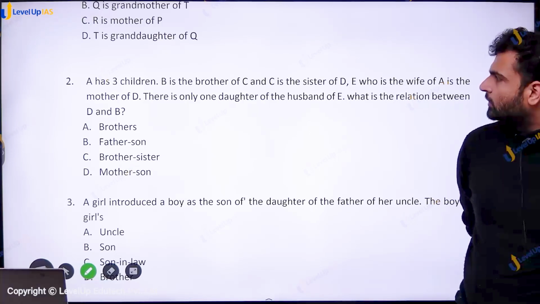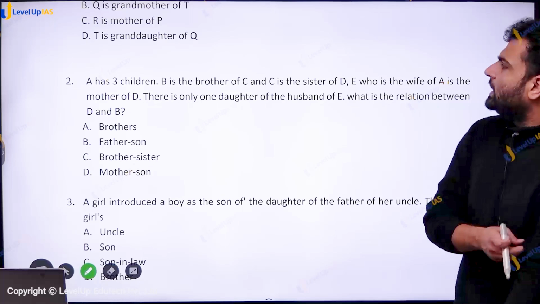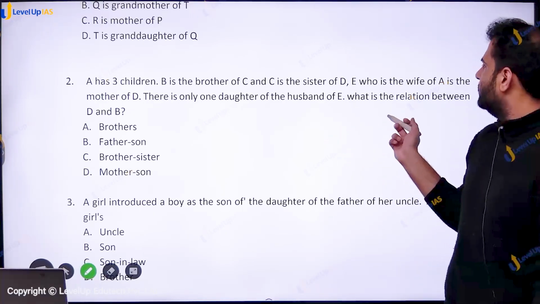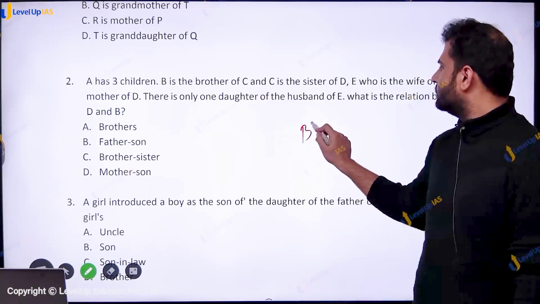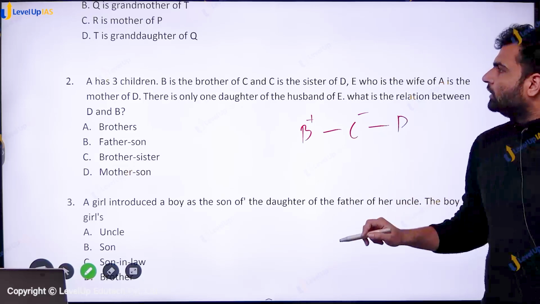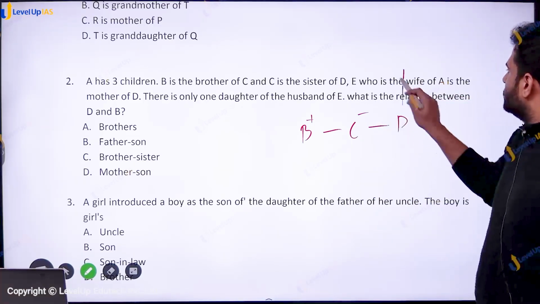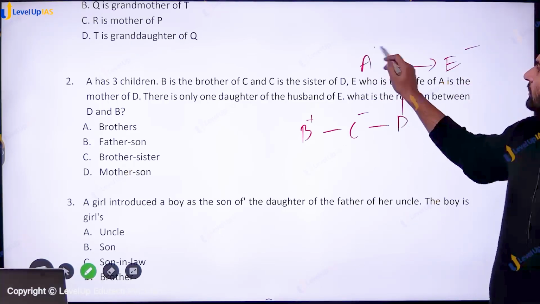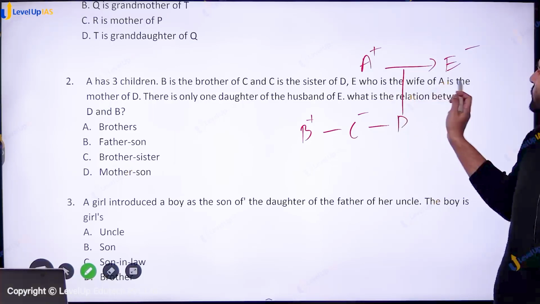सी आ रहा है? अच्छा बाकियों का ए आ रहा है। लेटेस्ट ट्राई। A has three children. Okay. B is brother of C and C is sister of D. E, who is wife of A, is the mother of D. So E is wife of A. A यही है ना? E, who is wife of A, is the mother of D.